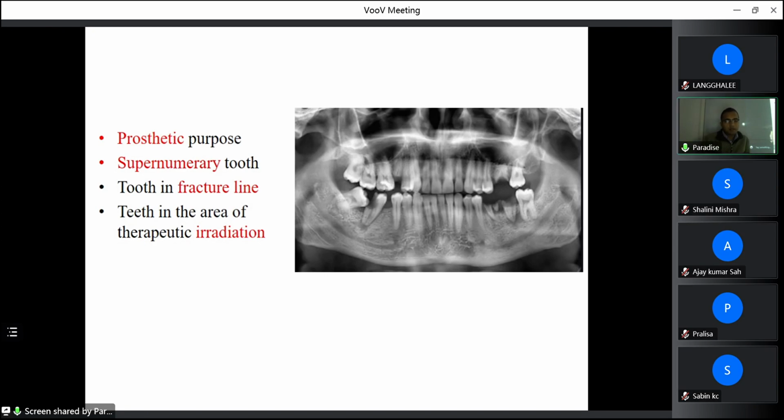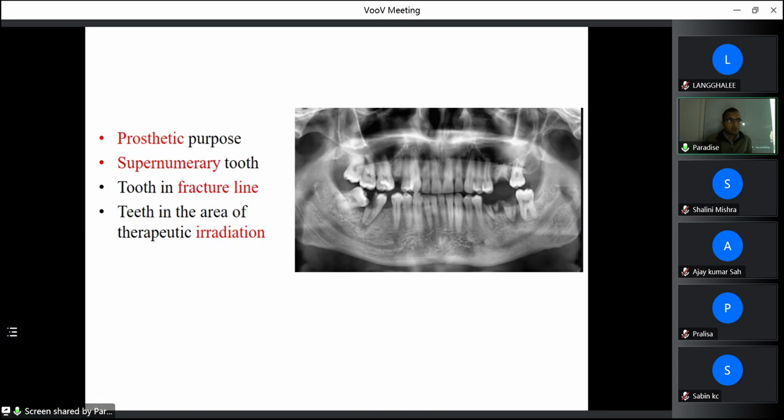Teeth in the area of therapeutic radiation: if the tooth is carious, then you have to remove the tooth before radiation therapy, because after radiation therapy there is the 3H effect: hypocellularity, hypoxia, and hypovascularity, which will lead to osteoradionecrosis. Also the salivary gland will be atrophied, there will be no salivary secretion, and the chances of caries are very high. So in such cases, the chances of osteoradionecrosis are more. So the hopeless tooth, carious tooth has to be removed before starting radiation therapy. Ideally, all the teeth should be removed about 21 days before radiation therapy, so that the wound will heal uneventfully. So you have to extract the tooth 3 weeks before radiation therapy.